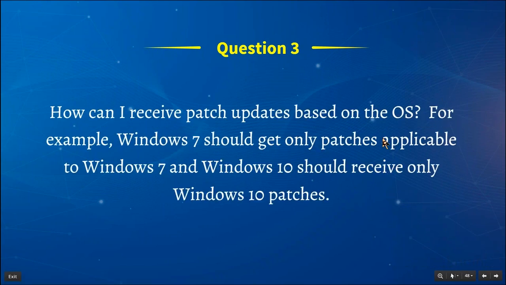How can it receive patch updates based on the OS? For example, Windows 7 should get only patches applicable to Windows 7, and Windows 10 should receive only Windows 10 patches. When it comes to Desktop Central, this product has an intelligence to manage patches required only for that operating system. If a Windows 7 machine requires Windows 7 patches, only those patches will be deployed, not the other operating system patches.